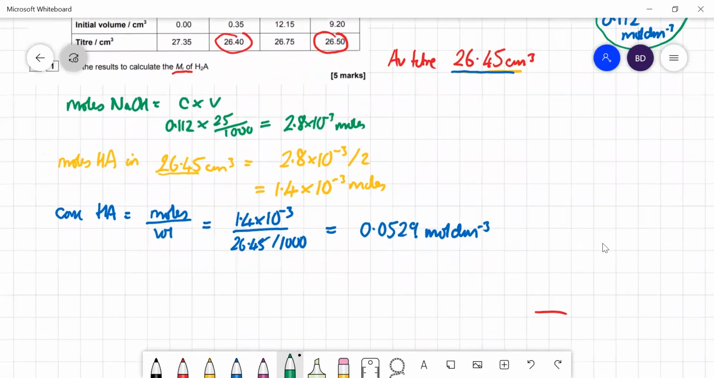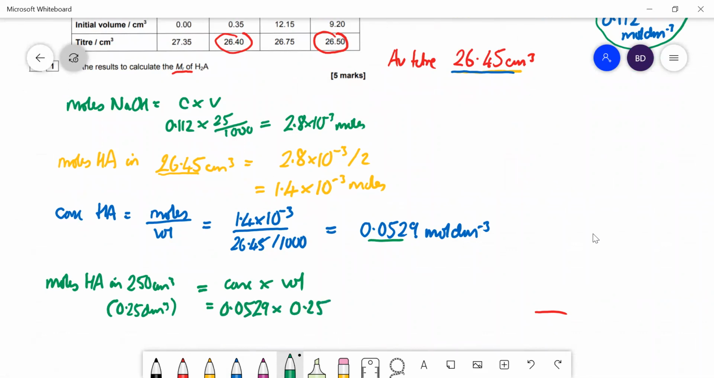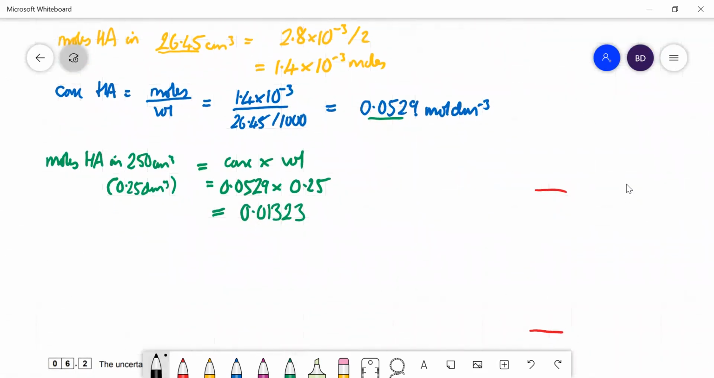So let's do that. The moles of H2A in 250 centimeters cubed, that's 0.25 dm cubed, is equal to concentration times volume. The concentration we worked out just now, 0.0529, multiplied by the volume, 0.25 dm cubed, is equal to 0.01323 moles. Now we do the final step, because we know in 250 centimeters cubed we've got 1.3 grams and 0.01323 moles of H2A.